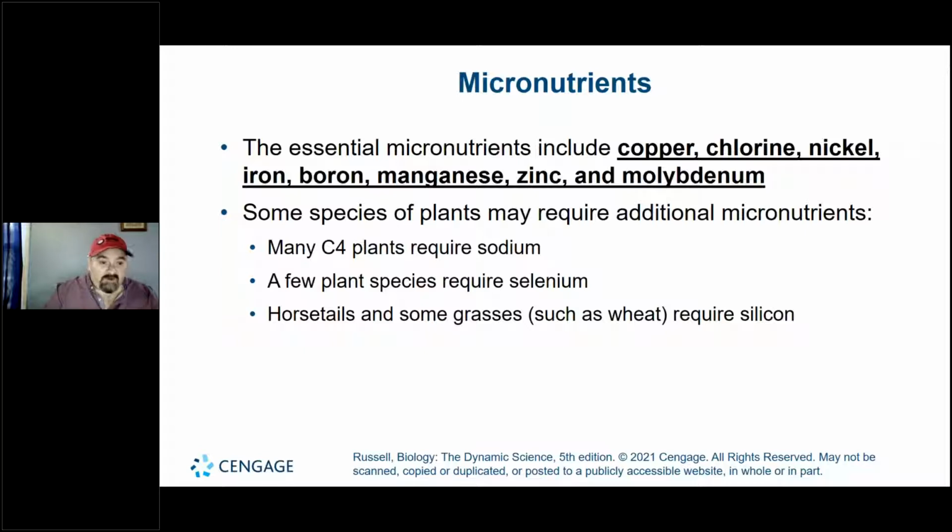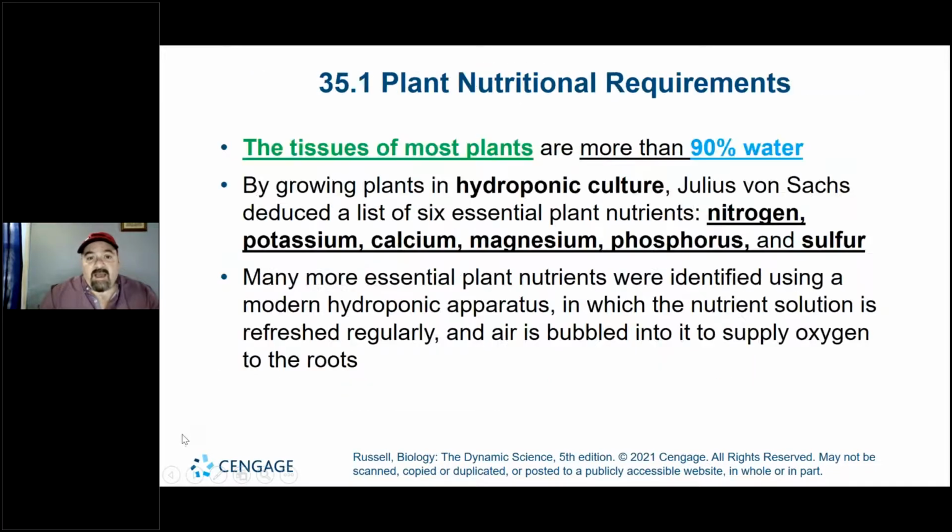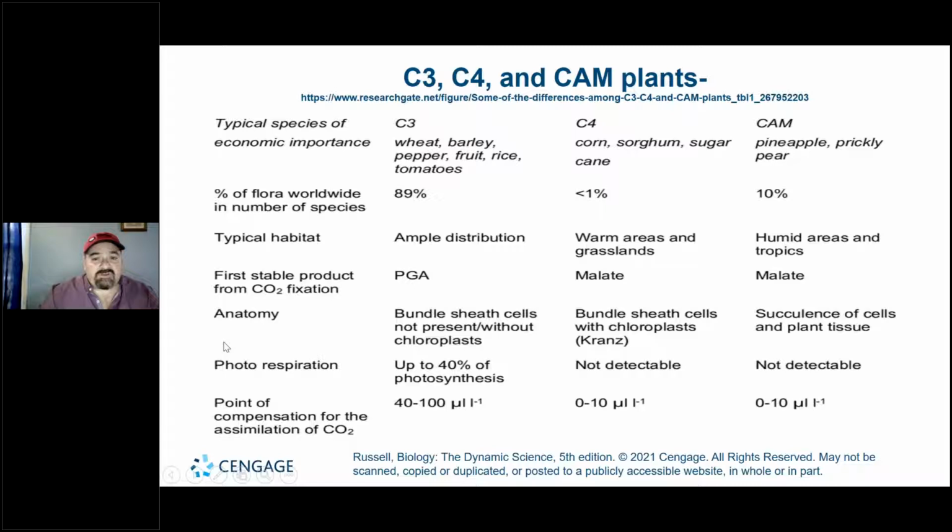Now you'll see here as far as the C4 and such. I want to remind you all and show you that as far as C3, C4, CAM plants. Okay, so CAM plants, you would think along the lines of plants that are in very hot environments, humid environments, tropical environments. So think along the lines of anything from pineapple to cactus and such. CAM plants, okay? Approximately 10% of the plants within the world, right?